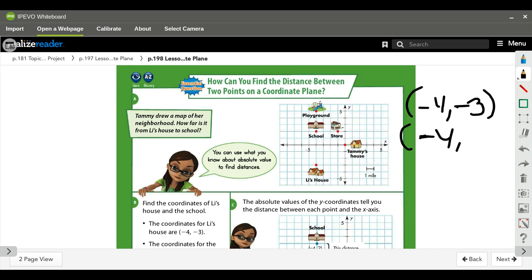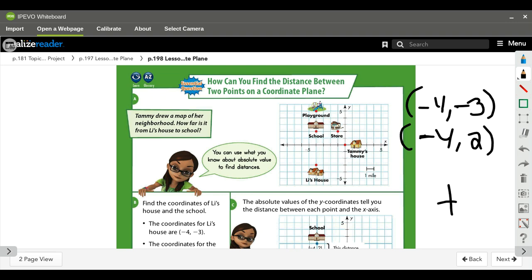So when we go to using absolute value, the first thing that we need to look at is whether or not our points are going to be in the same quadrant or in different quadrants, because that's going to impact whether I'm going to be adding absolute values or subtracting absolute values. If I take a look here, they're in different quadrants. Lee's house is in quadrant 3, the school is in quadrant 2. So that means I'm going to be adding my absolute values.